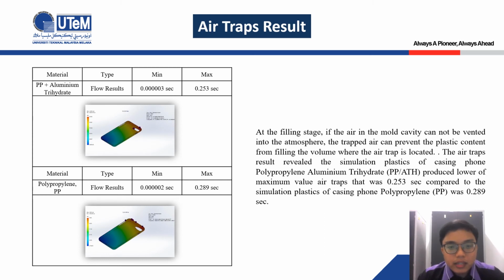Lastly, for the air traps result, at the filling stage, if the air in the mold cavity cannot be vented into the atmosphere, the trapped air can prevent the plastic from filling the volume where the air trap is located. The air trap result revealed that the plastic simulation of the gas-inform polypropylene aluminum trihydrate produced a lower maximum value of air traps, 0.253 seconds, compared to the gas-inform polypropylene, 0.289 seconds.